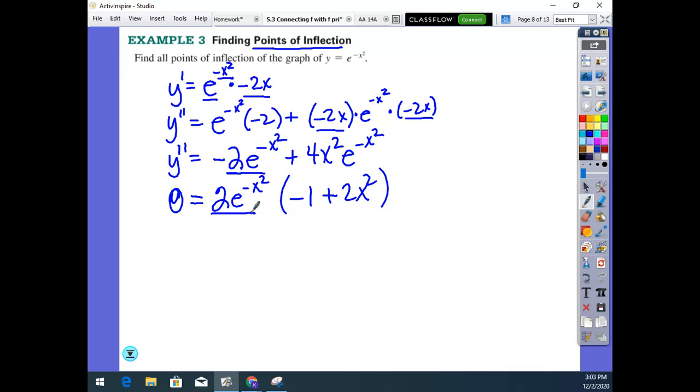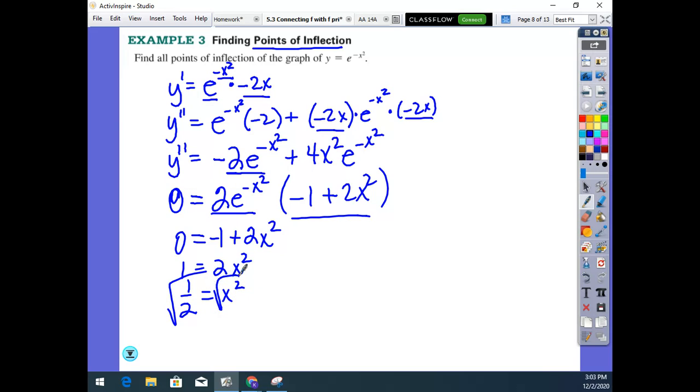So e can never equal 0. So the second derivative will only equal 0 when this portion that was factored out equals 0. So add 1, divide by 2, square root. Please make sure when you square root, you include the plus or minus. All right, so nice and ugly.